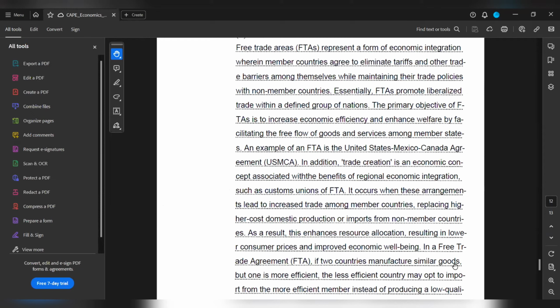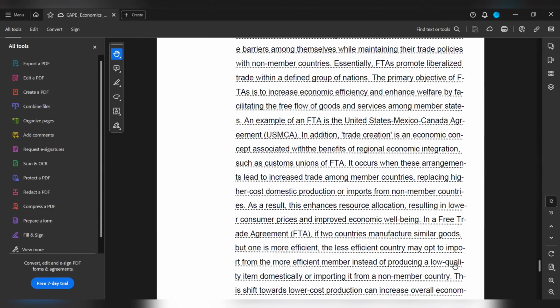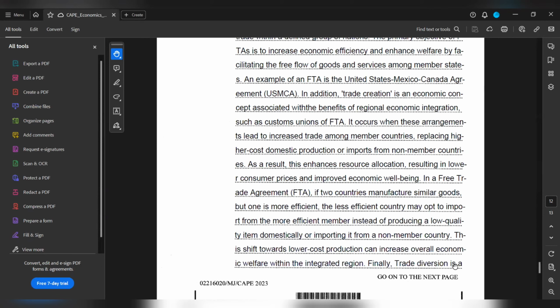In a free trade agreement, FTA, if two countries manufacture similar goods but one is more efficient, the less efficient country may opt to import from the more efficient member instead of producing a higher cost item domestically or importing it from a non-member country. This shift towards lower cost production can increase overall economic welfare within the integrated region.